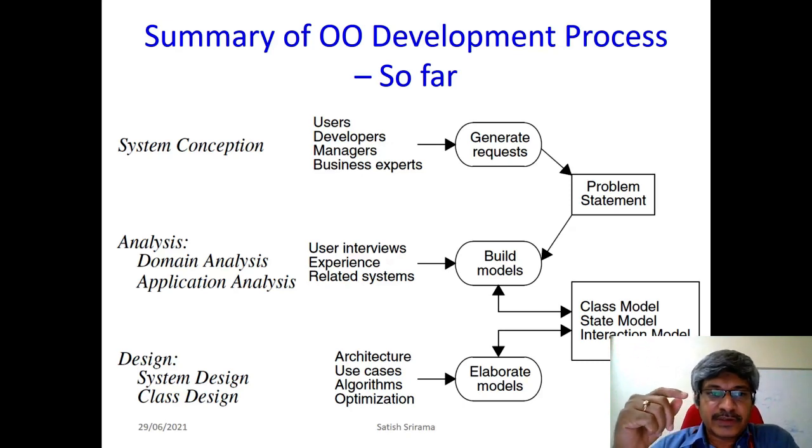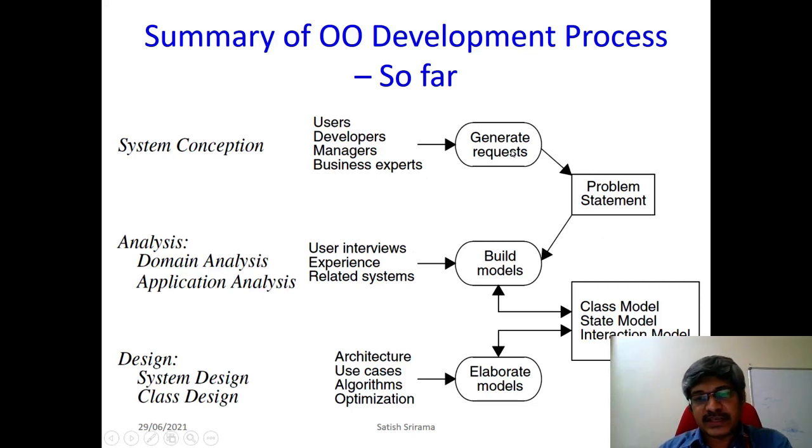The first step which we have seen is system conception. This involved users, developers, managers, and business experts. We were generating the requests, and then preparing the problem statement in this stage, system conception. We discussed that first. Once we had this problem statement, we moved to the analysis phase.